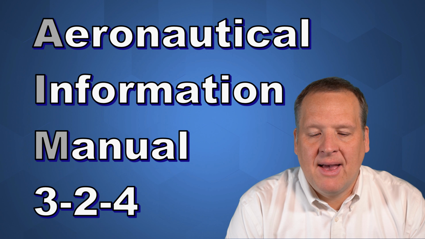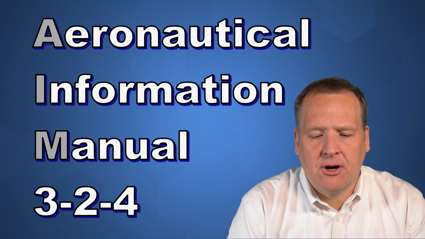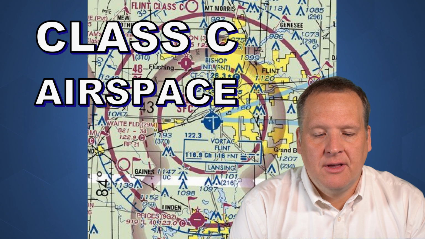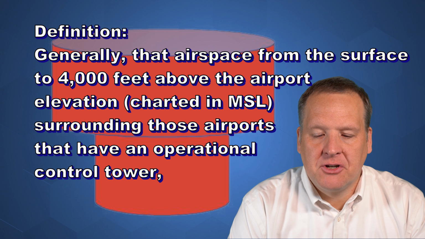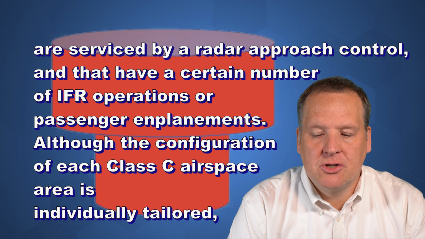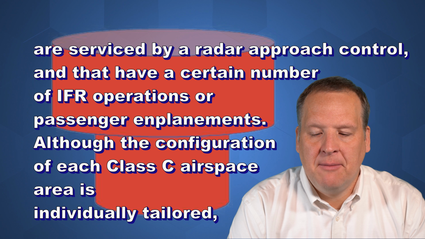Now we're going to look at what the AIM, your Aeronautical Information Manual, has to say with regards to Class Charlie airspace. If we look in section 3-2-4, you'll see Class Charlie airspace. The definition: generally that airspace from the surface to 4,000 feet above the airport elevation, charted in MSL, mean sea level, surrounding those airports that have an operational control tower, are serviced by a radar approach control, and that have a certain number of IFR operations or passenger enplanements.